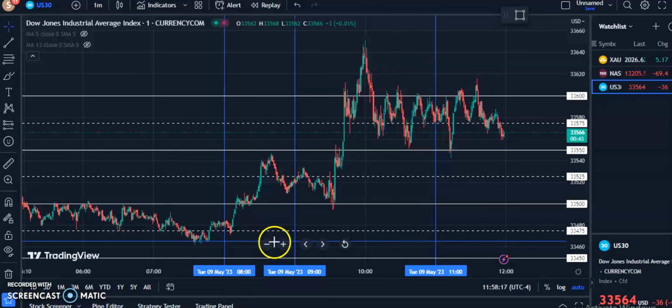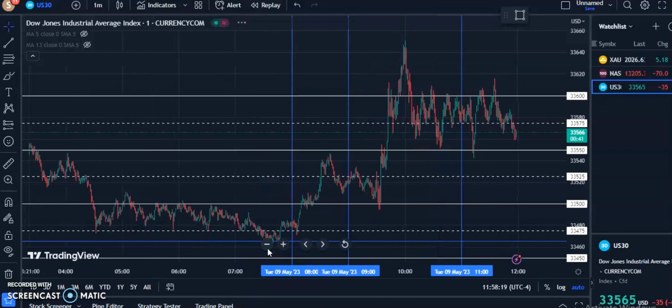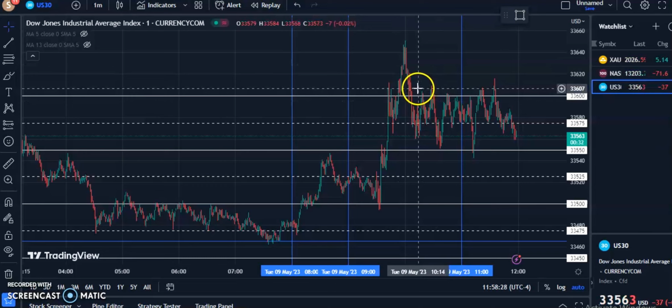Today we're going to look at two setups that formed the previous session, the New York session, and I want to show you the two similarities that they have. So we'll start with US30.